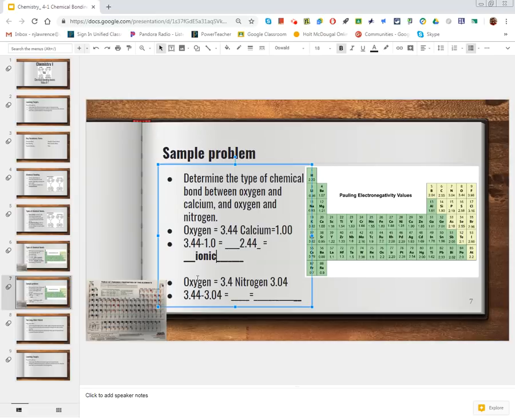All right, pause the video. Try this next one. Try to see if you can determine the type of bond between oxygen and nitrogen, and see if you can label that as either a compound or a molecule.